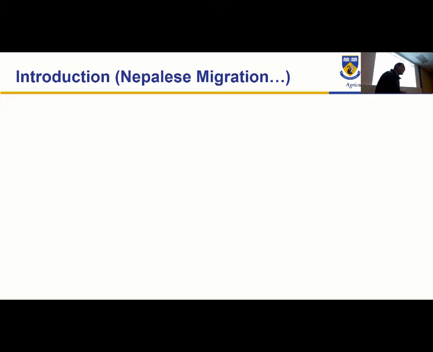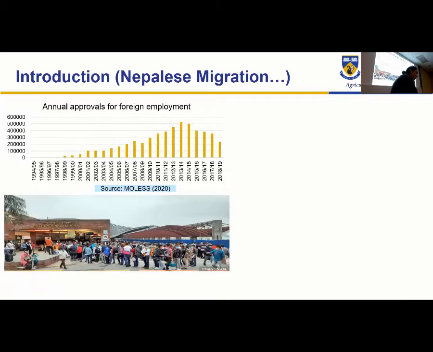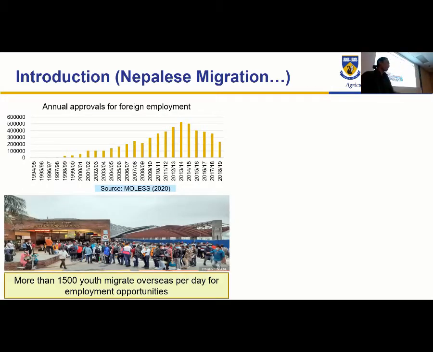The economic growth rate of Nepal is persistently low. That's why employment opportunities are very few in the country. As a result, many youth migrate overseas every day for employment opportunities. And if we see this graph, although international migration has a long history in Nepal, the government of Nepal started keeping records of international migration since 1993.